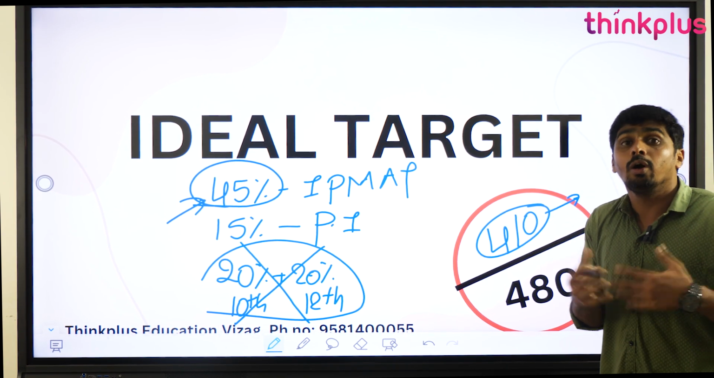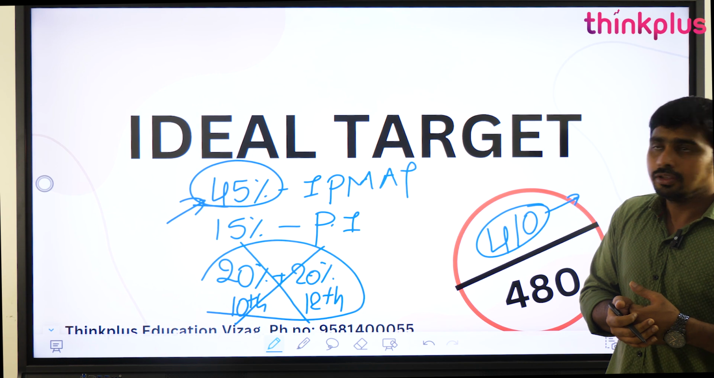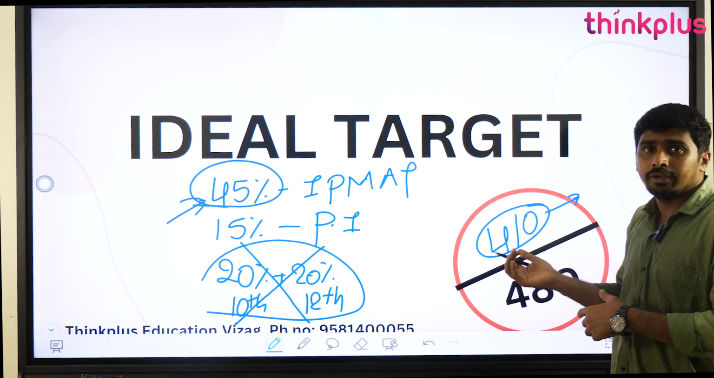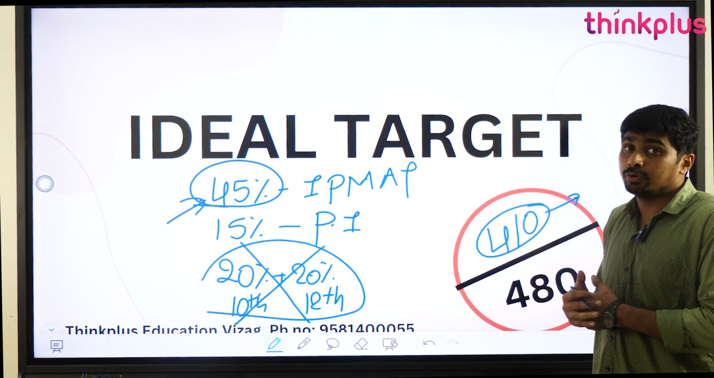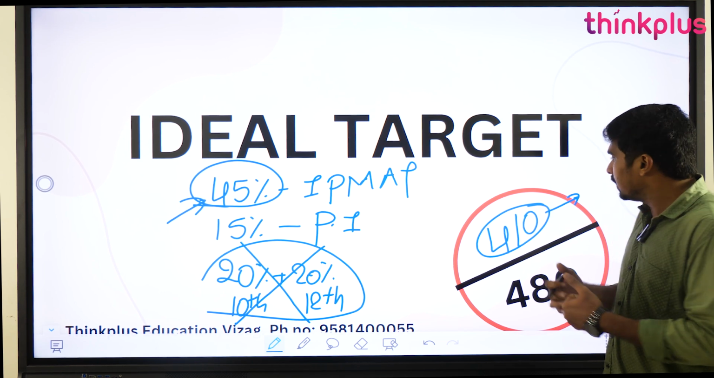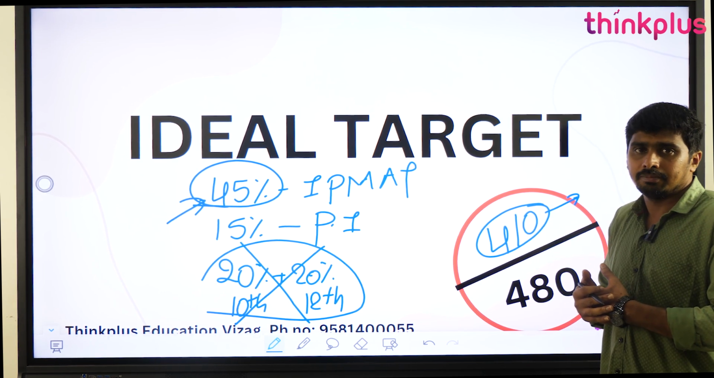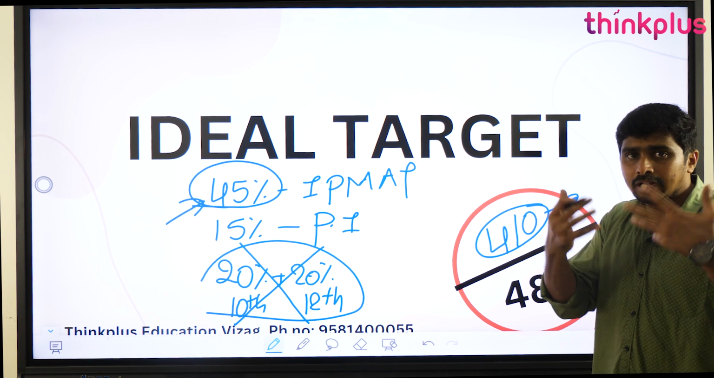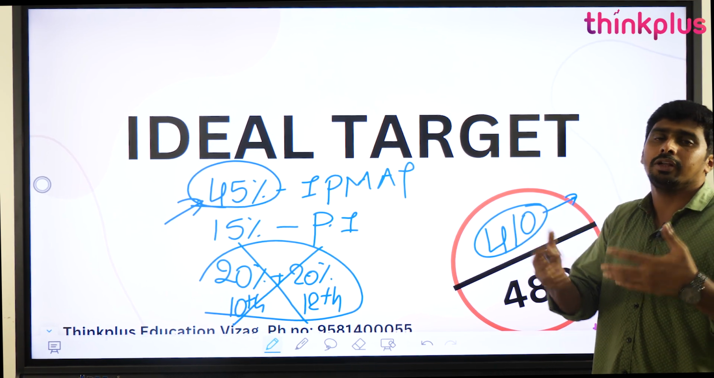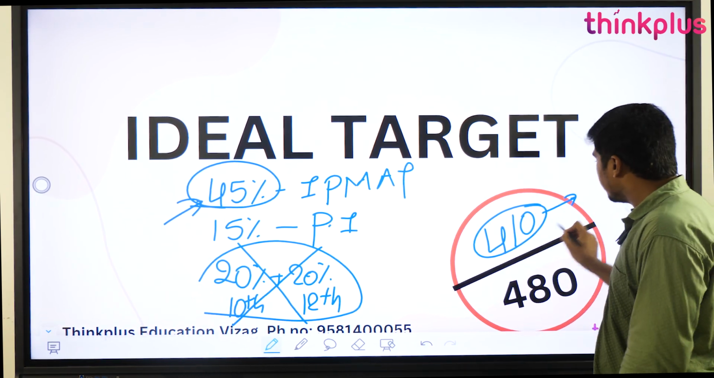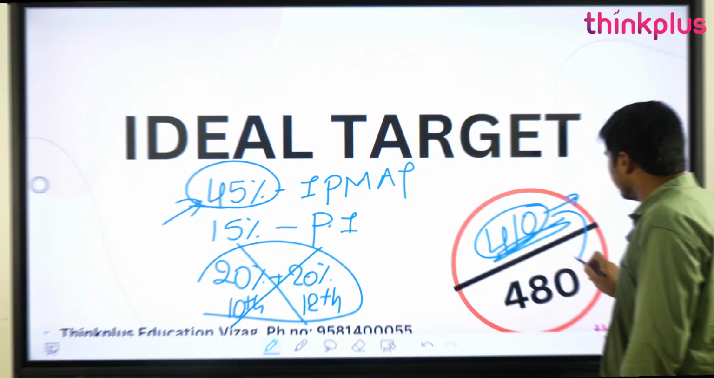You may wonder how we can get 410. I will discuss that point also: how can we get 410 if the paper is moderate? If the paper is easy, the maximum cutoff can be 400. If the paper is difficult, the cutoff can go down to 300, 310, 320. But at this moment, try to aspire for 410 out of 480.